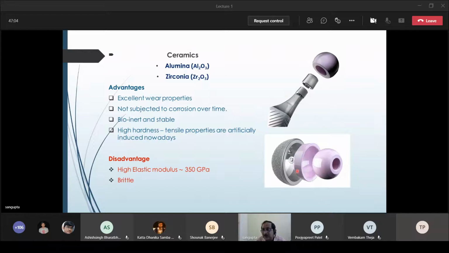So this liner along with the metallic shell actually forms the acetabular prosthesis. And this part, the ceramic femoral head, actually goes onto a femoral stem, as you can see here, and it forms the femoral implant.